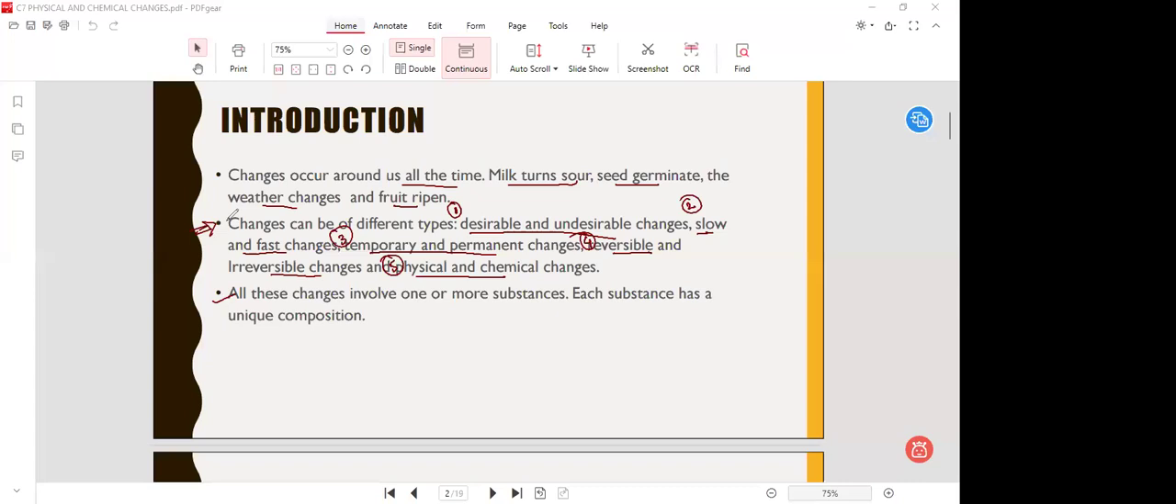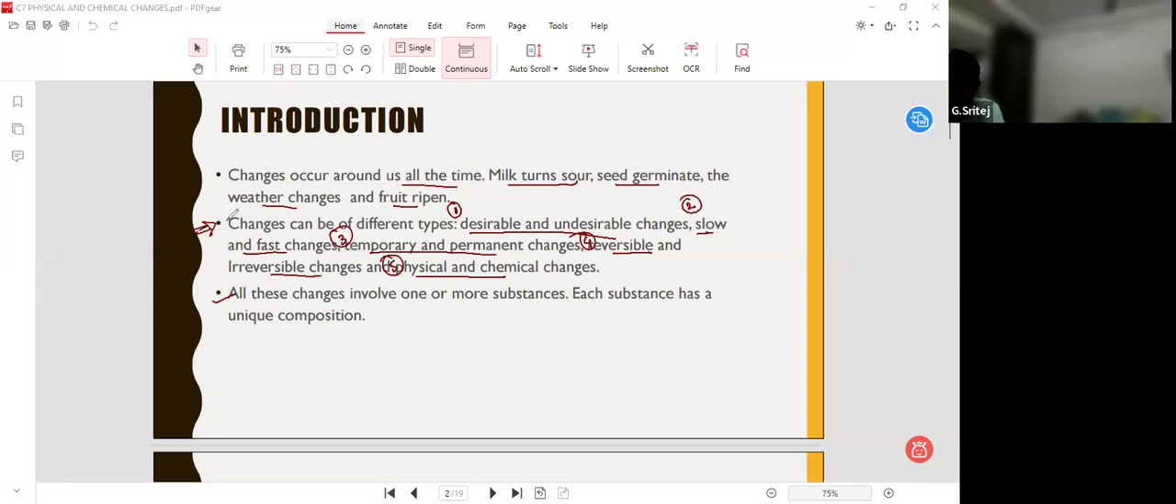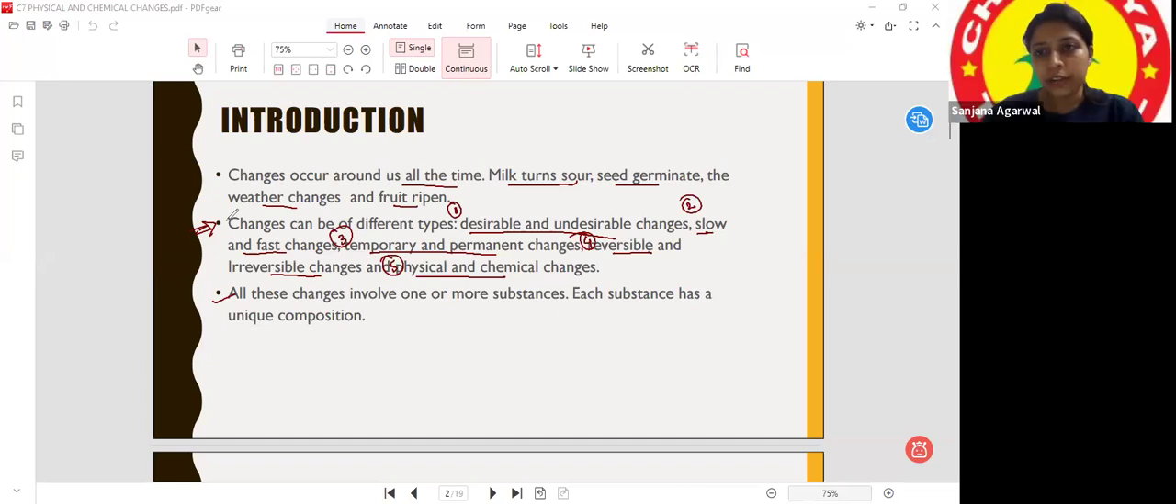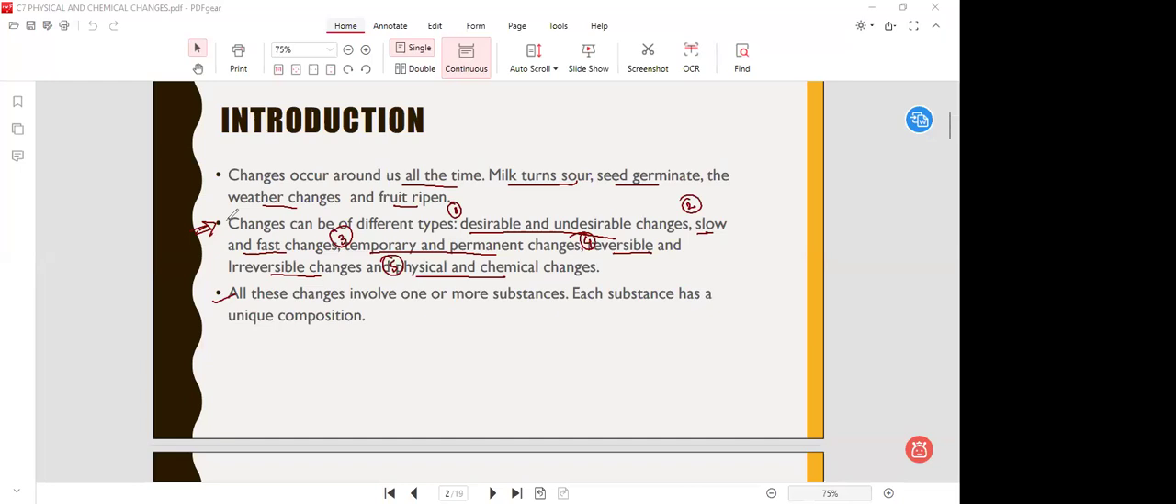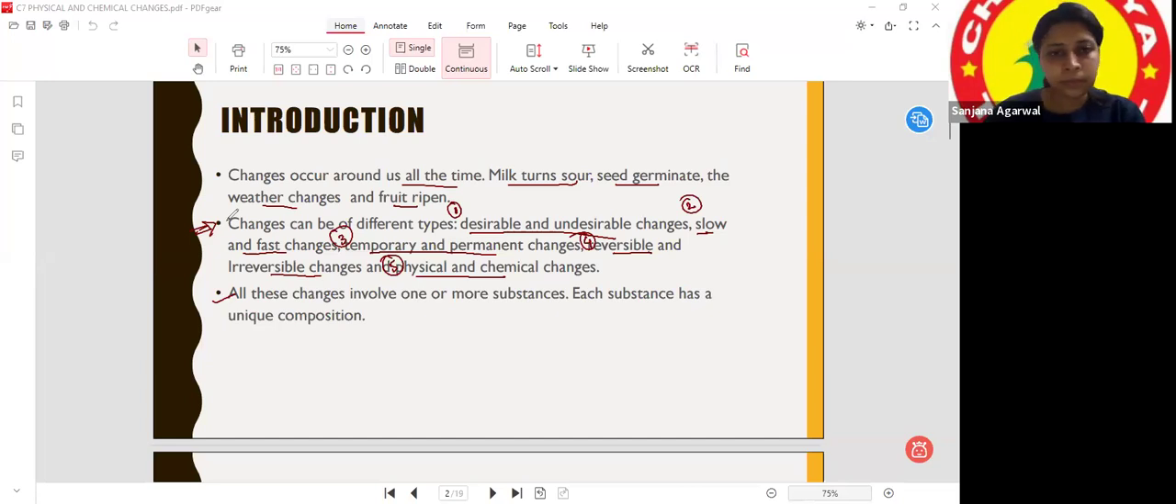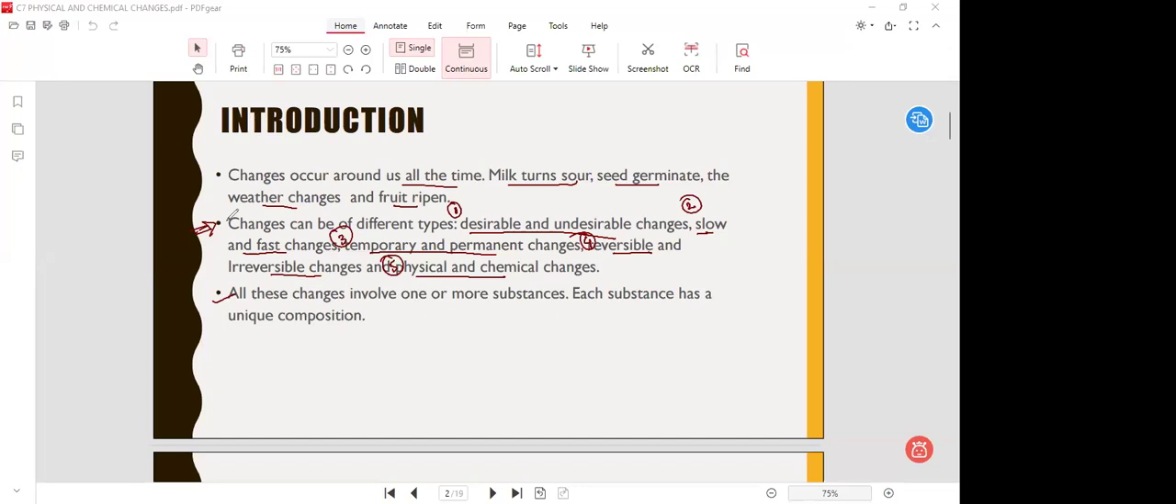Ma'am, can you give an example for slow and fast changes? Slow change is growth of a body, growing of a plant is a slow change. Rusting of iron is a slow change. Good. State one for fast change. Ma'am, boiling of water.